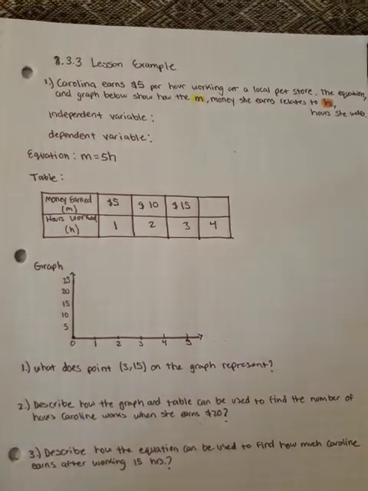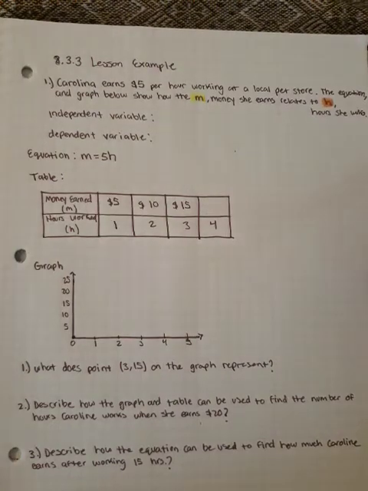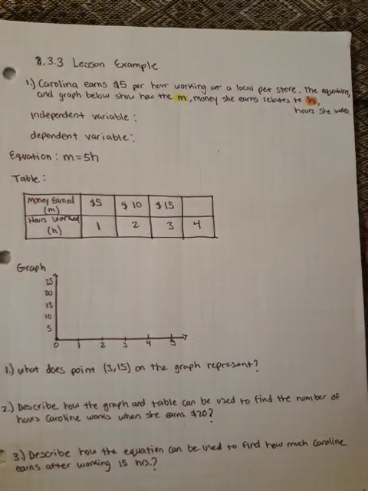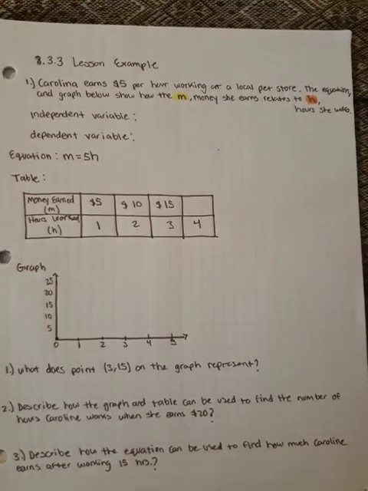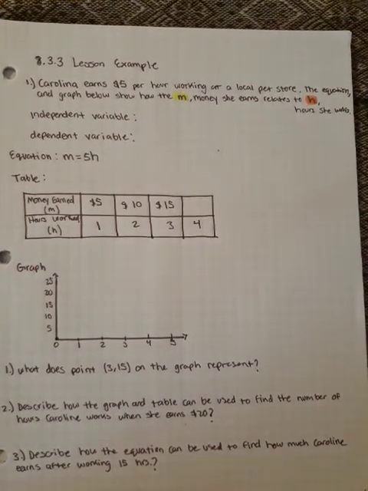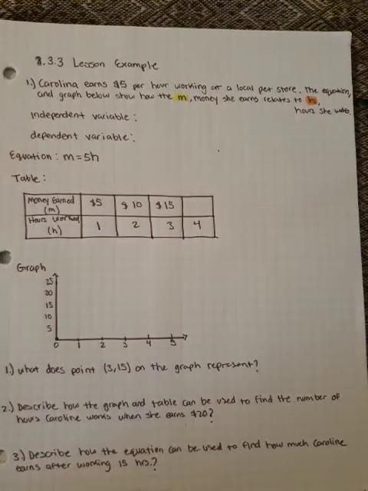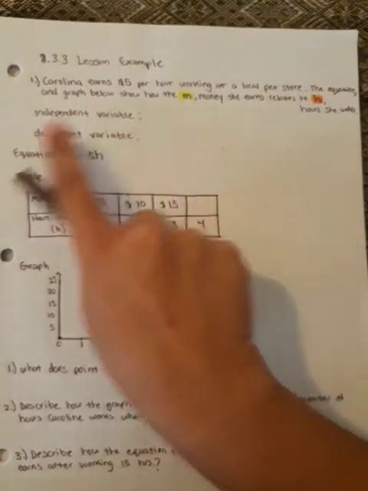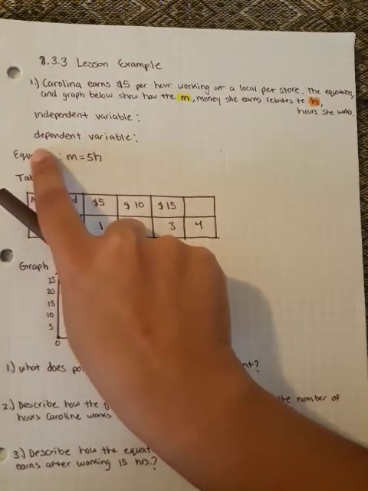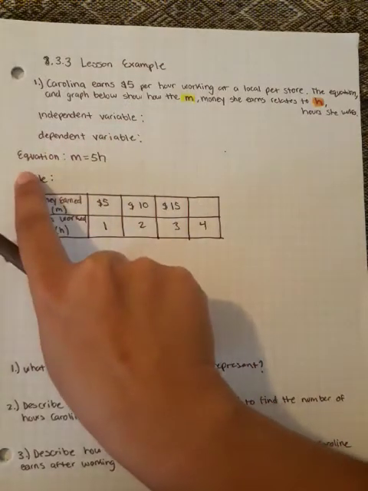All right, so for this lesson, we start off with the story problem. Carolina earns $5 per hour working at a local pet store. The equation and graph below show how the M represents the money she earns, relates to H, the hours that she works. Then we have a space here to identify our independent variable and a space to identify our dependent variable. Then we have our equation here.